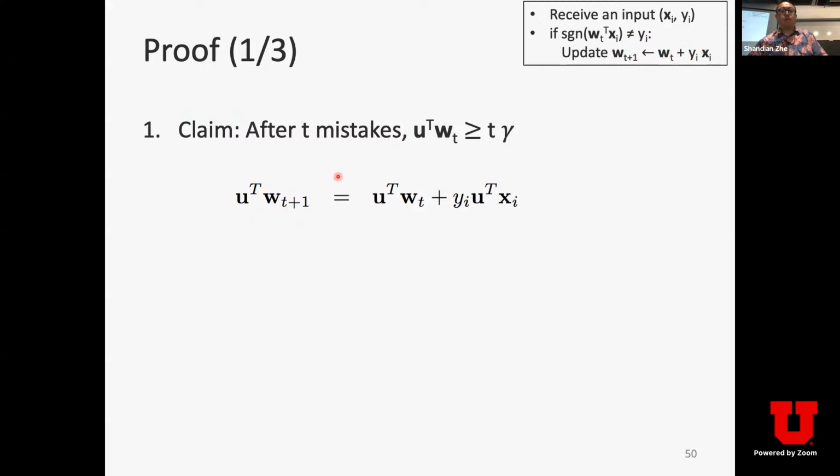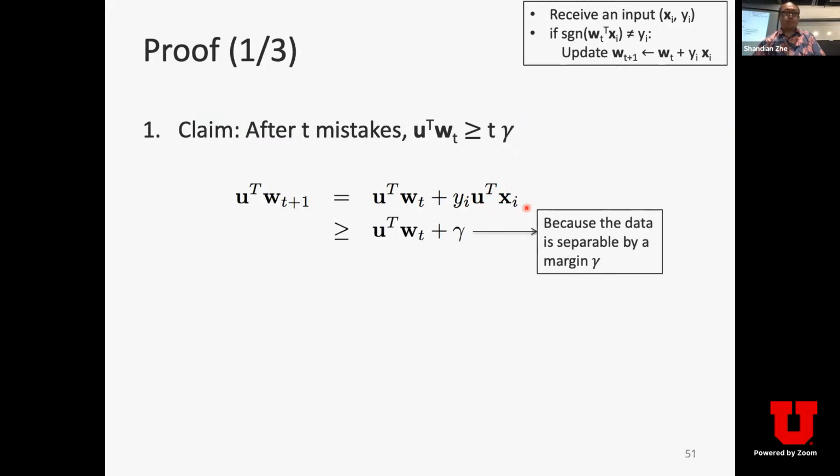So now you just replace WT plus one by the right-hand side here. We can see that U transpose WT plus one equals U transpose WT plus yi U transpose xi. This one, following our second precondition, is the distance between xi and U. And because U has correctly predicted the label of xi, we know that this is no less than gamma. So we got U transpose WT plus gamma. And meanwhile, from the induction assumption, we know that U transpose WT is bigger or equal to T times gamma. So you merge this gamma, and you get T plus one times gamma on the right-hand side. Then your induction step is correct. It's done.